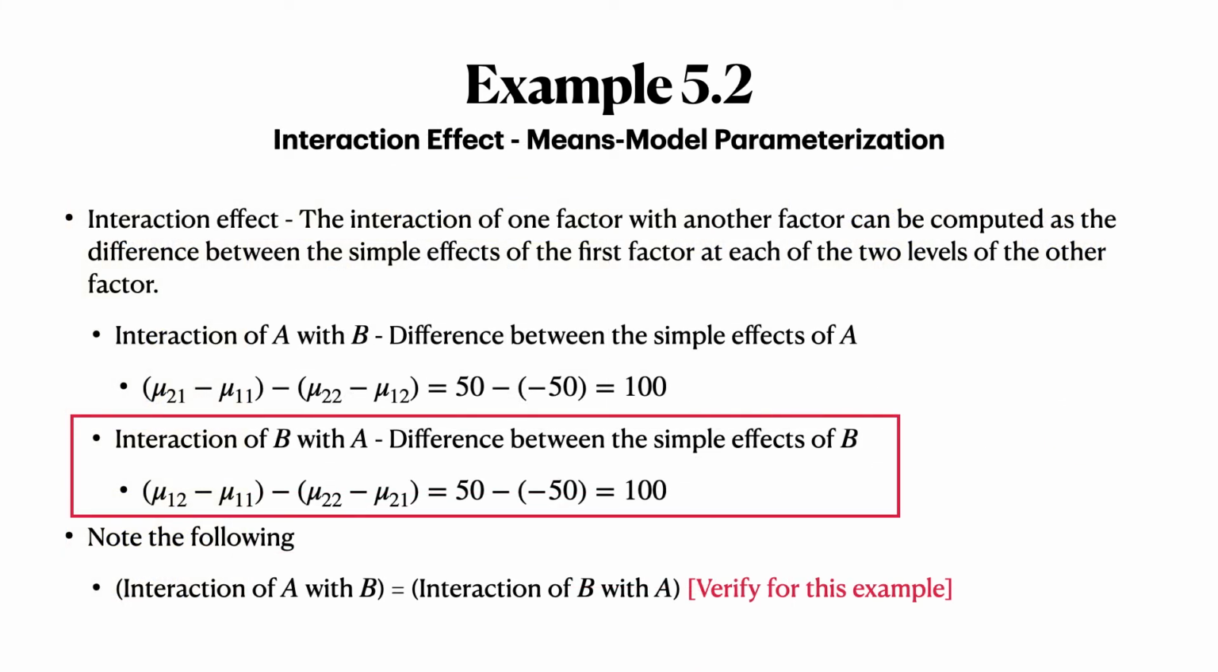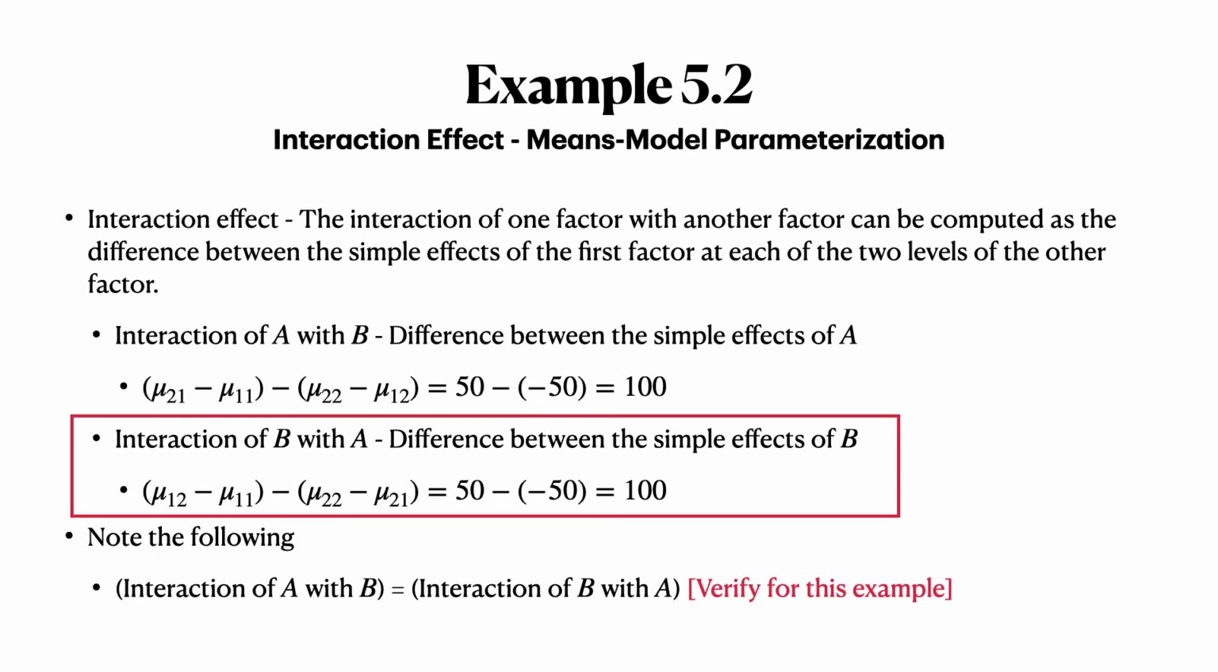All right, now we can also calculate the interaction of B with A, and by definition, that is the difference between the simple effects of B. The two simple effects of B are mu1,2 minus mu1,1, the simple effect of B at the first level of A, and mu2,2 minus mu2,1, the simple effect of B at the second level of A. Those two simple effects were found previously to be 50 and negative 50 respectively. And so when we take the difference, we get 100.